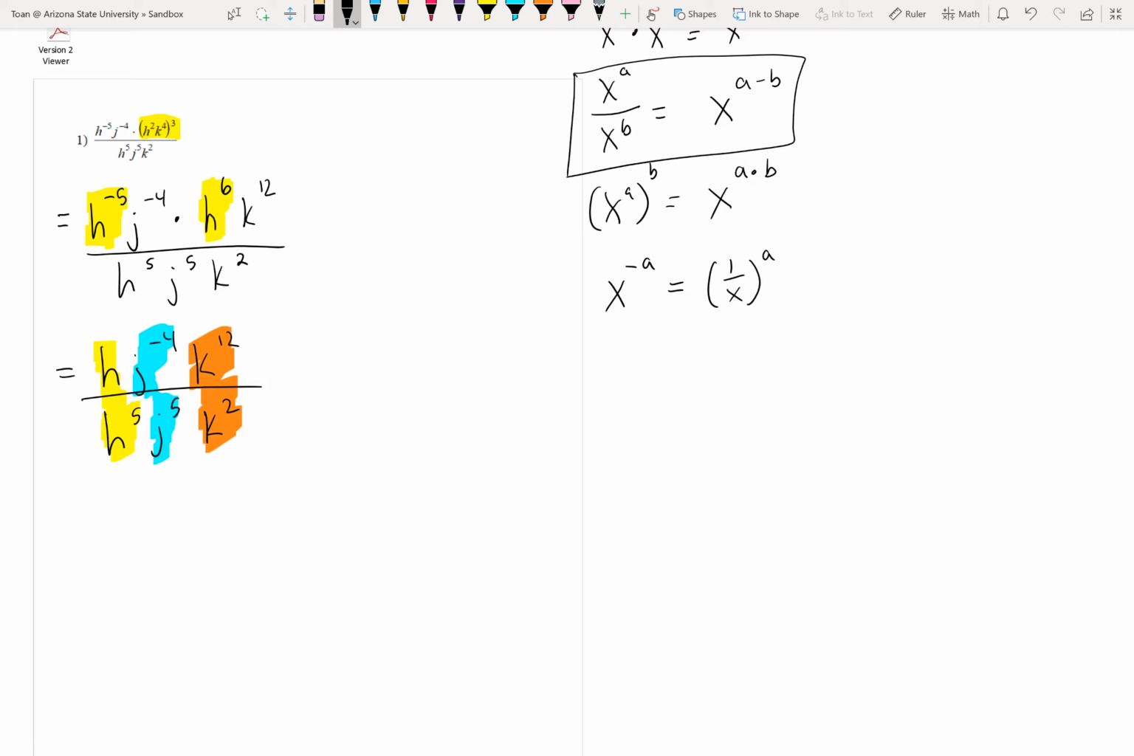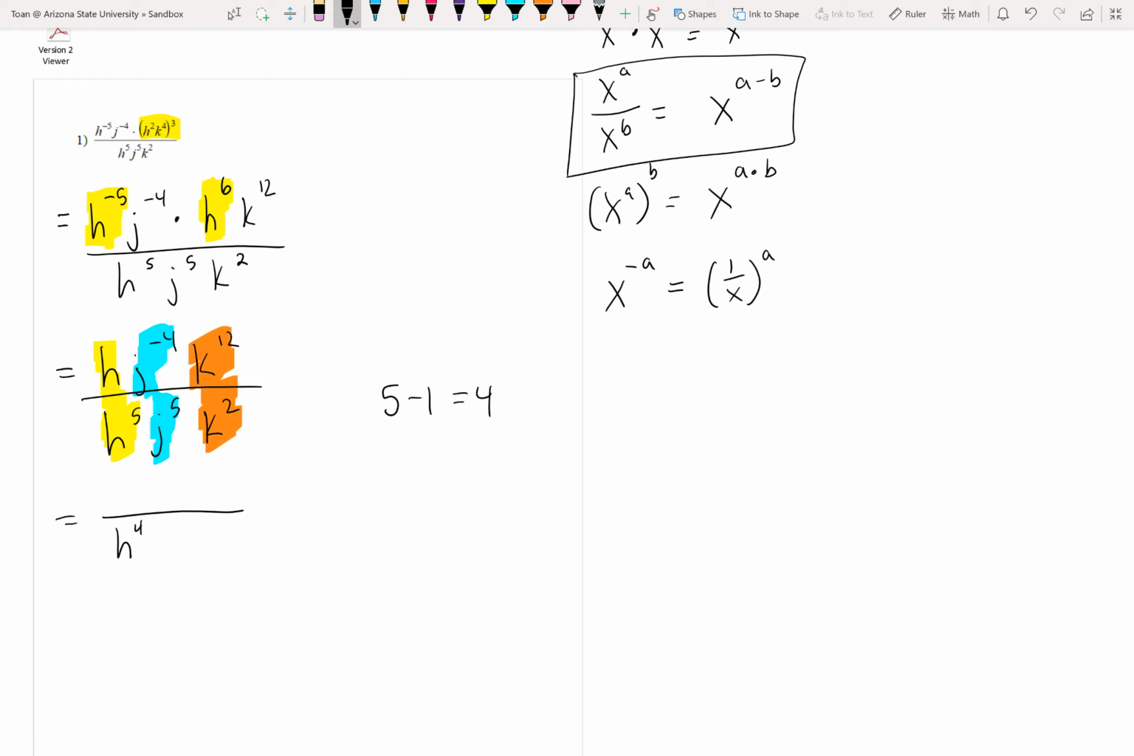And you can certainly do that. What I'd like to do instead of top minus bottom is big minus small, the bigger exponent minus the smaller exponent. You just have to remember to put your answer wherever the bigger exponent was. So for example, in the h's case, I have exponents of 1 and 5. I'm going to do 5 minus 1, which is 4, h to the 4. But I'm going to put my answer, h to the 4th, in the denominator because that's where the bigger exponent was.